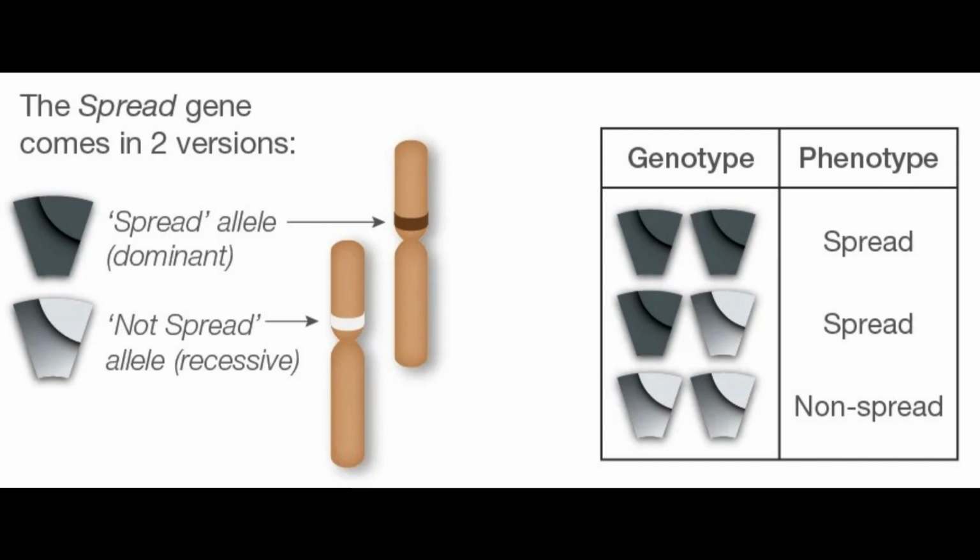The spread allele is dominant to the not spread allele, so a bird with even one spread allele will have a spread phenotype. The not spread allele is considered wild type. It's the allele that the wild ancestor to domestic pigeons had. The spread allele came along later as a natural genetic variation, and it was selected and propagated by breeders.